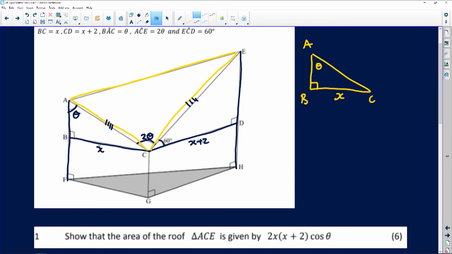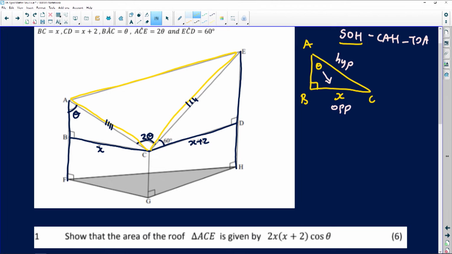So for me to be able to work out that side, I'm going to acknowledge that we've got a side that is opposite to my given angle, and I'm interested in working out the hypotenuse side. The trig ratio from SOHCAHTOA that will help me marry the opposite and the hypotenuse is definitely going to be sine. So sine will help me to connect the opposite and the hypotenuse.